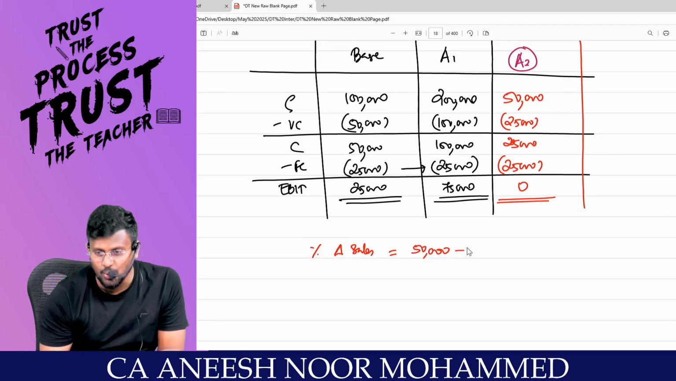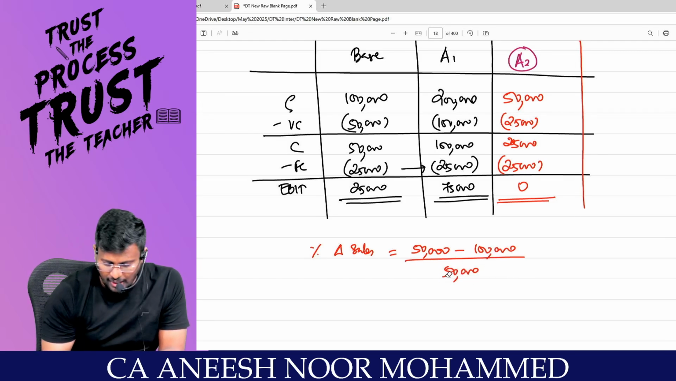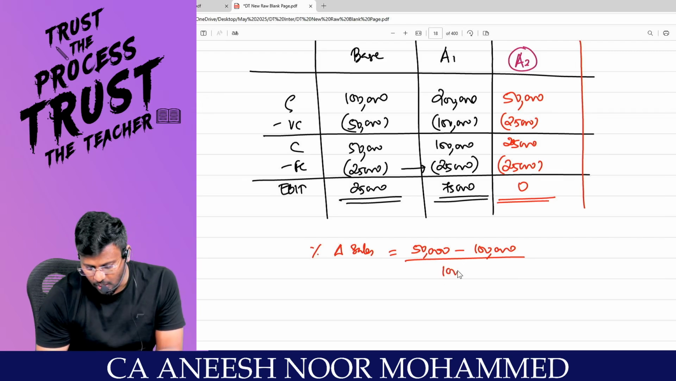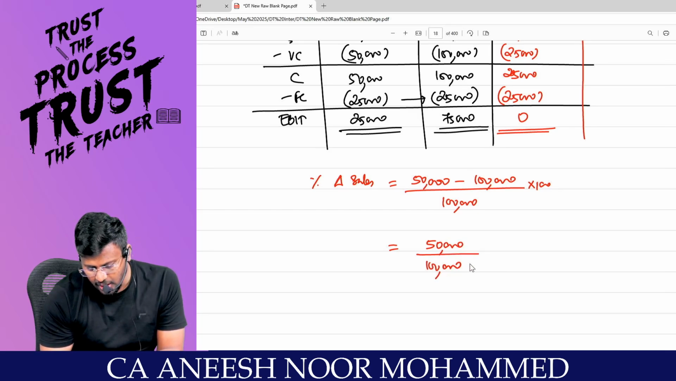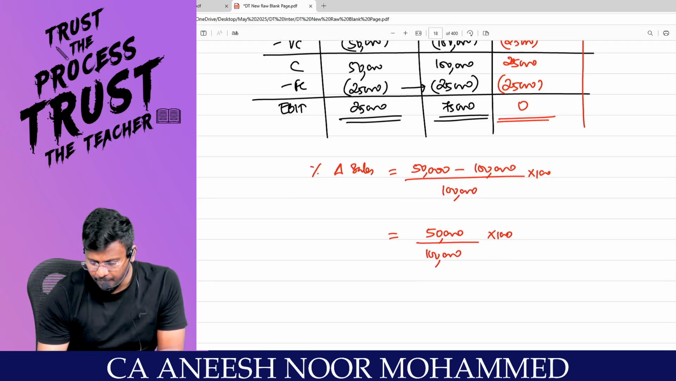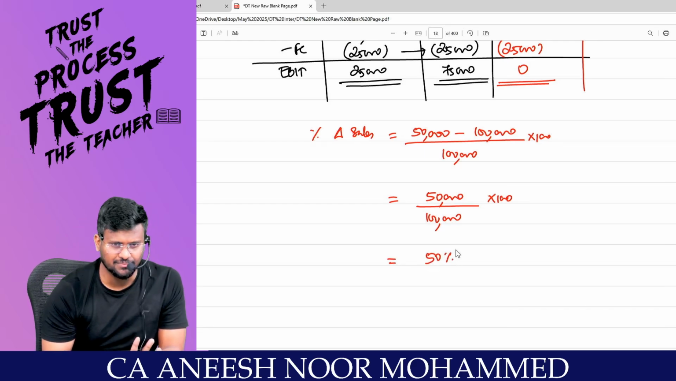50,000 minus old sale, divided by old sale. 1 lakh into 100. Are you all really with me? Okay. So, 50,000 divided by 1 lakh into 100 comes to basically minus 50%, because there is a reduction in the sales.